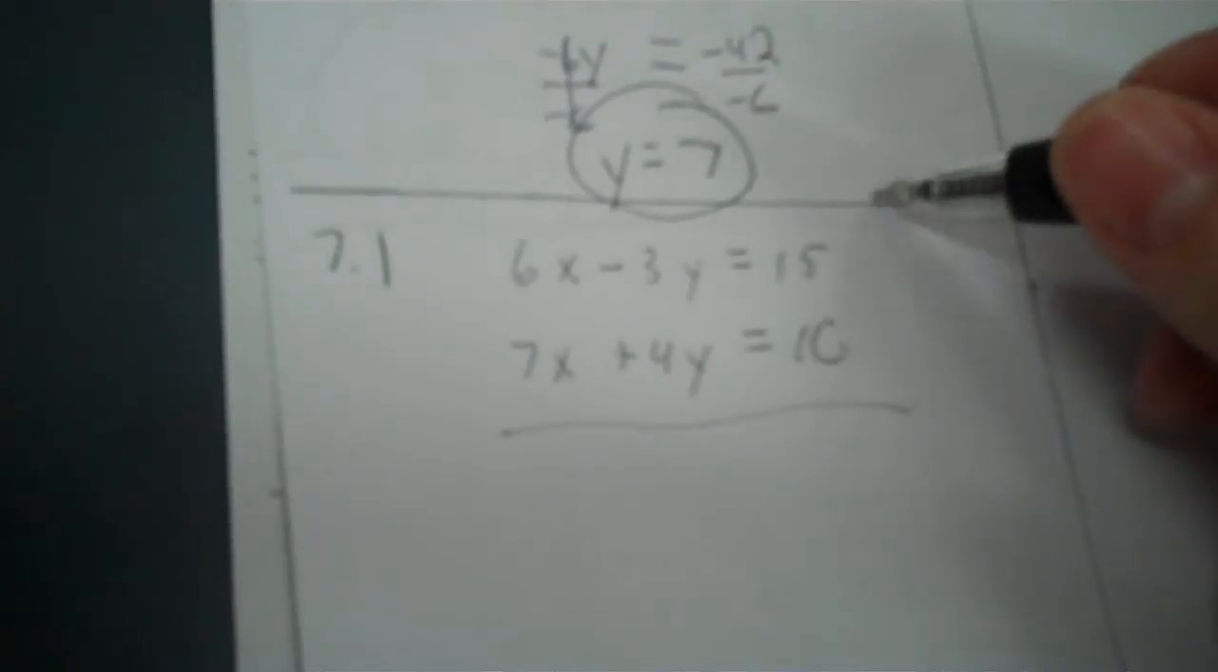Now here, try to add them. 6 plus 7 is 13. Negative 3 plus 4, nope, that's not going to work. And minusing them won't work either, okay? So now you're going to times. So 7, 7, 7, and then 6, 6, 6.